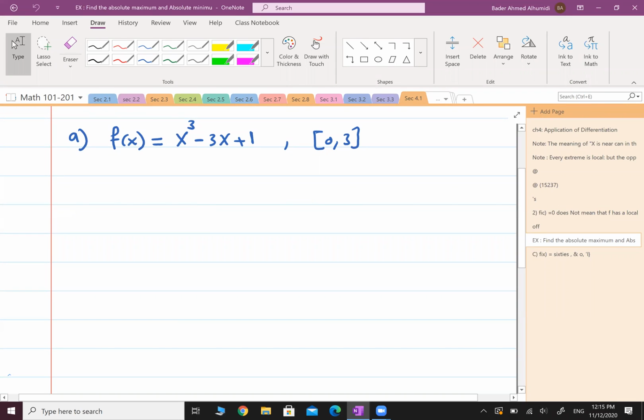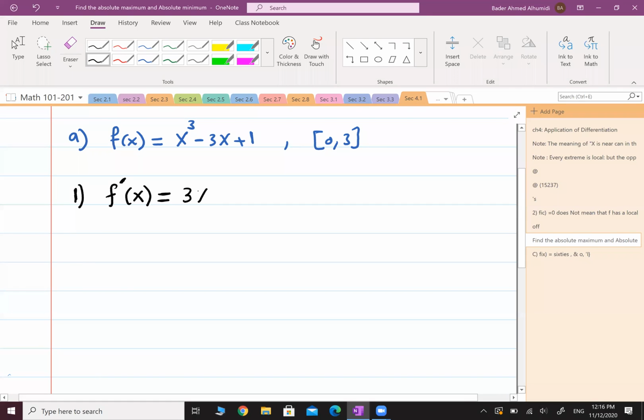Let's go to the first question. f of x is equal to x cubed minus 3x plus 1. I need to find the absolute maximum and absolute minimum over the closed interval [0, 3]. I will do the first step. The first step says you need to find all critical numbers. So I need to find the derivative here.